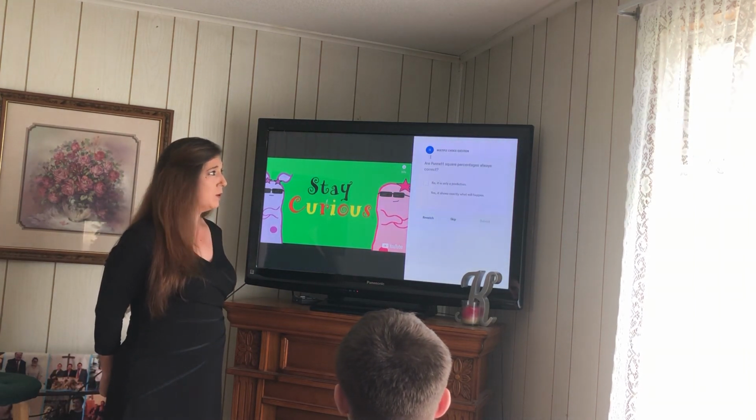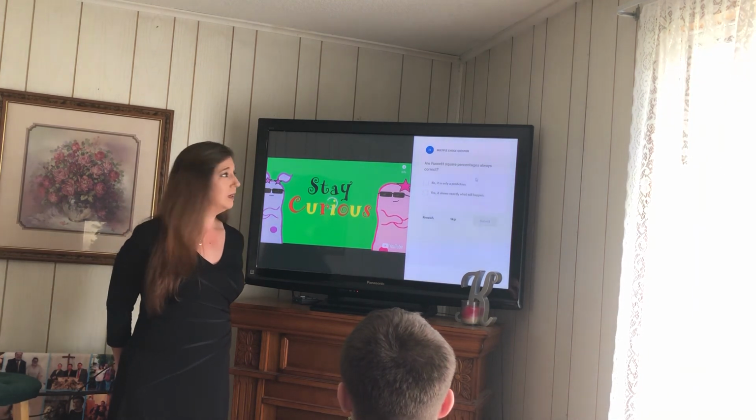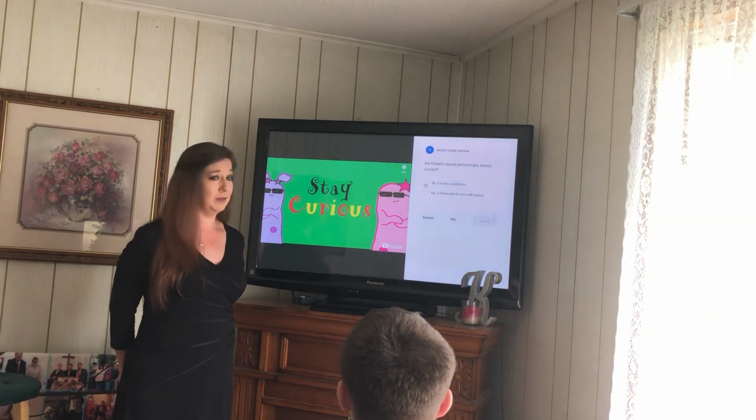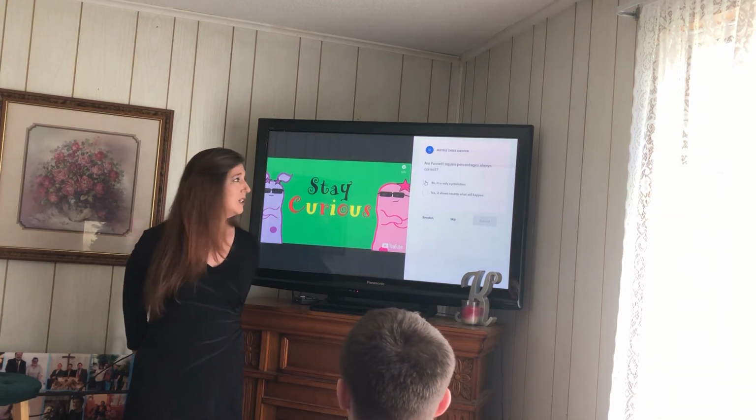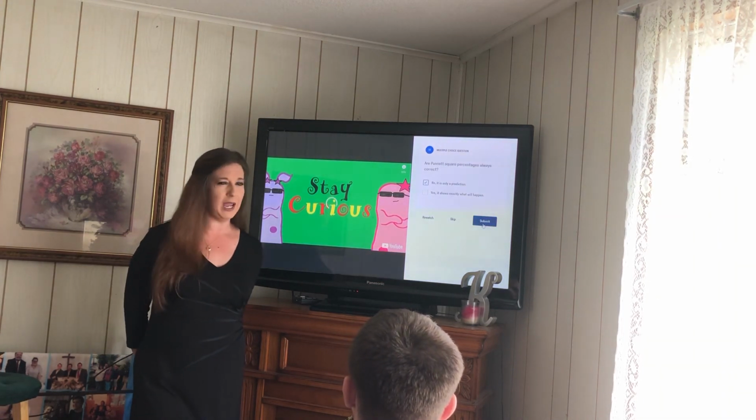So are Punnett square percentages always correct? No. We don't just make a prediction. It's kind of like an educated guess.